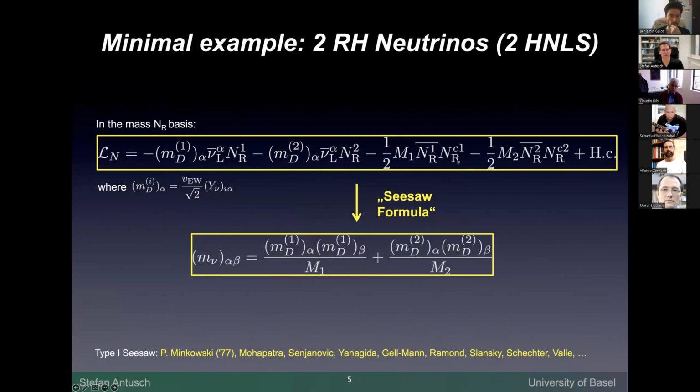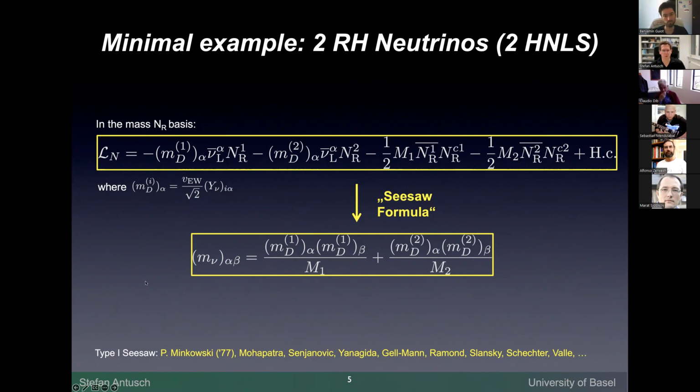I was jumping forward. So, the case of having two heavy neutral leptons, two sterile neutrinos. And now in the mass basis, one has the following terms in the Lagrangian. The first two terms here are the Dirac mass terms, where the Dirac masses are the Yukawa couplings times the Higgs VEV over square root of 2. And then we have the two masses of the two heavy neutral leptons, the two sterile neutrinos.